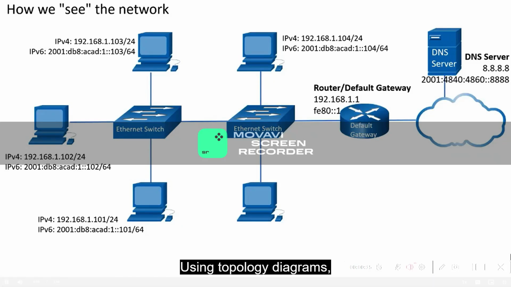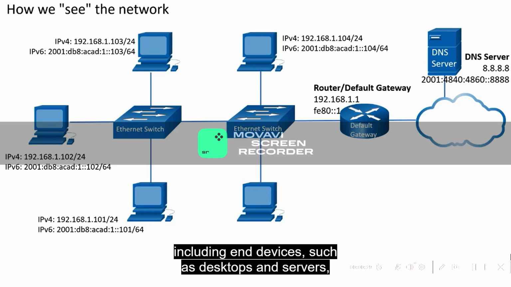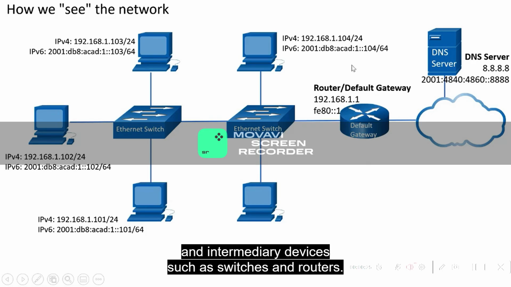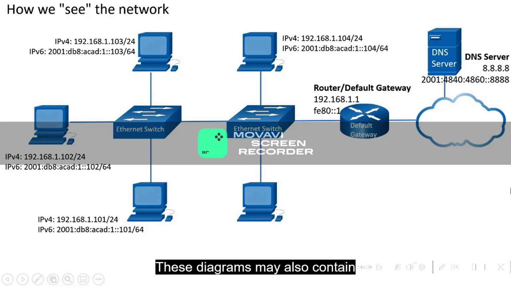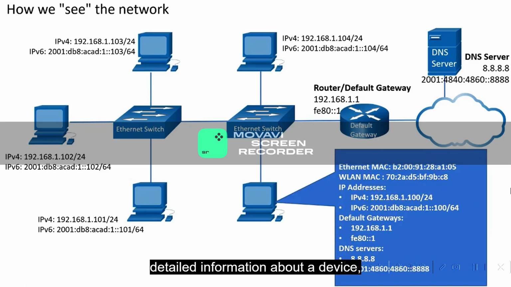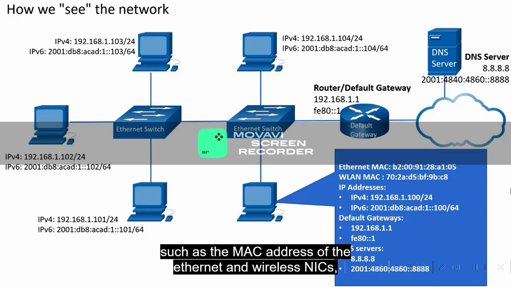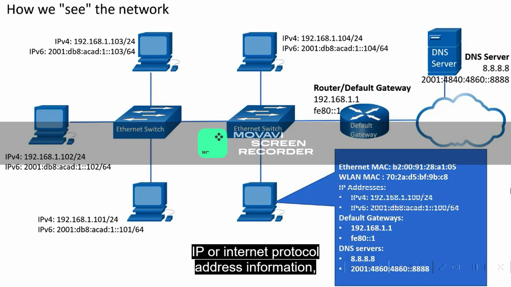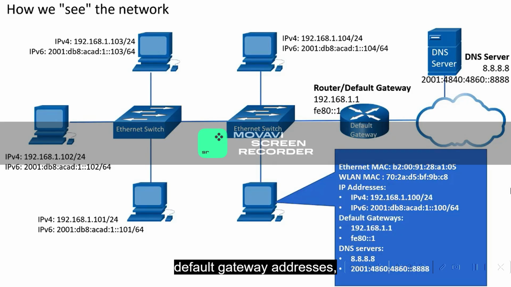network. Using topology diagrams, we can see the devices in the network, including end devices, such as desktops and servers, and intermediary devices, such as switches and routers. These diagrams may also contain detailed information about a device, such as the MAC address of the Ethernet and wireless NICs, IP or Internet Protocol address information, default gateway addresses, and addresses for the DNS server.